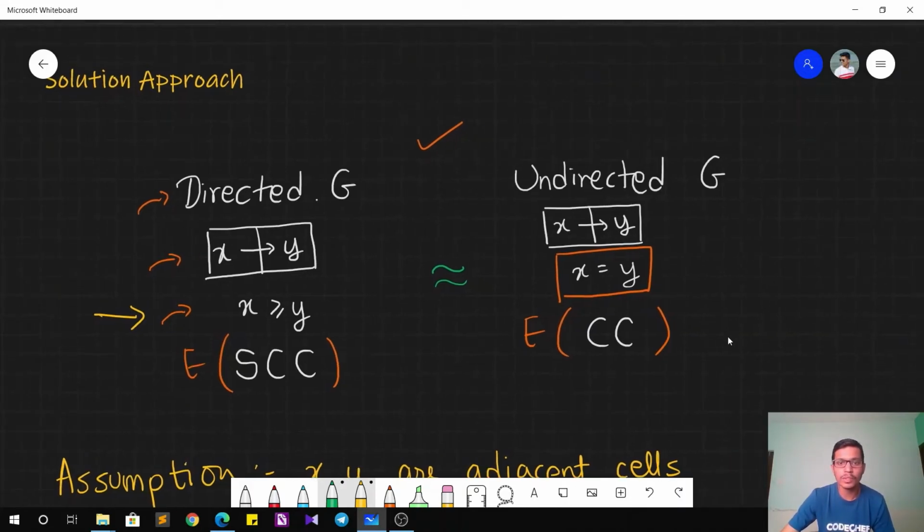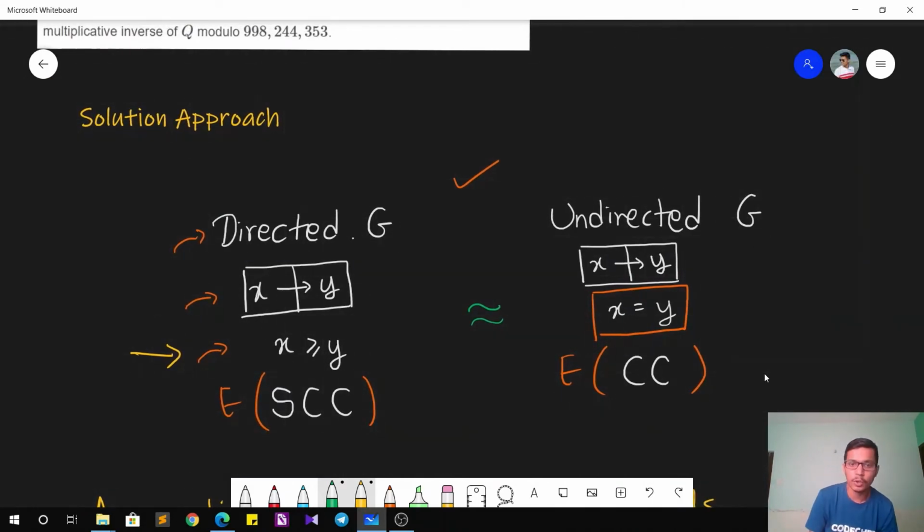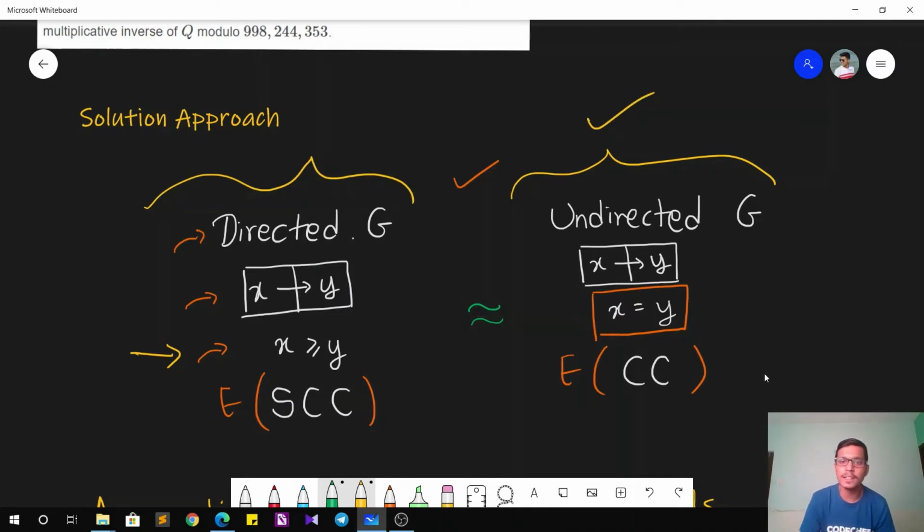So now we know that this is our new problem and this is our old problem. We have just reframed it into a new problem. Let's see how to solve this new one.